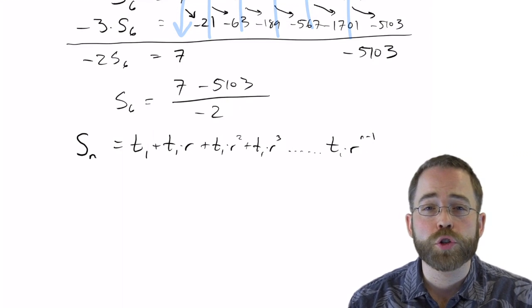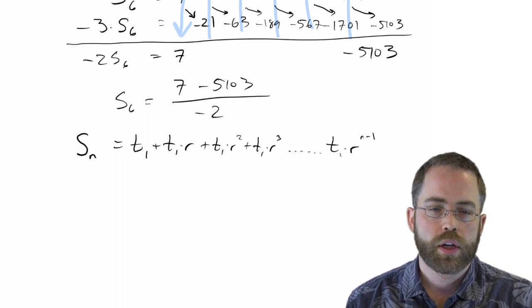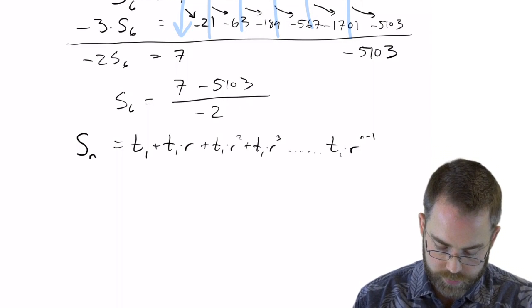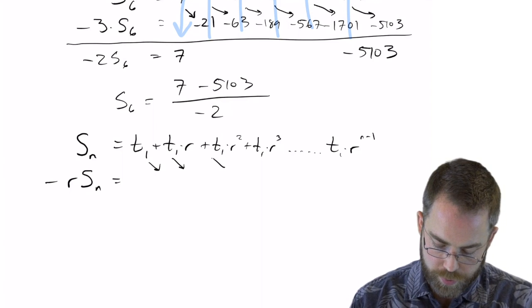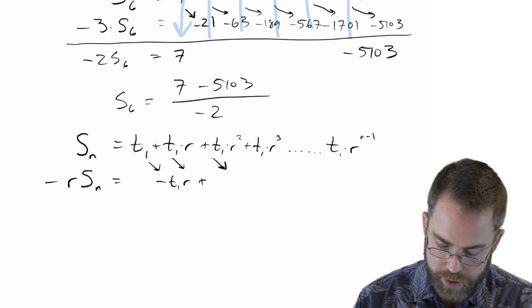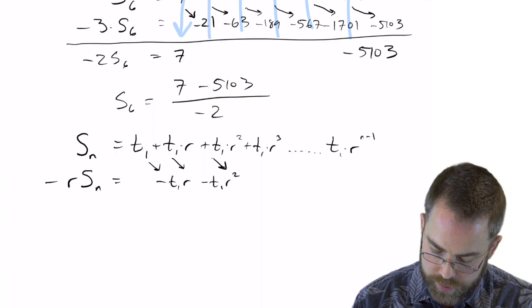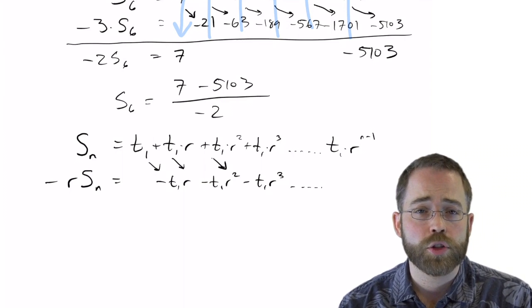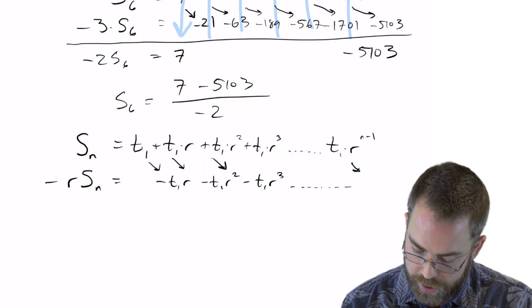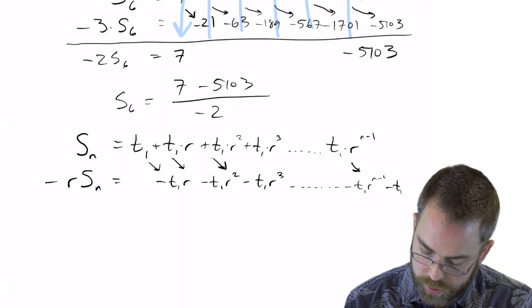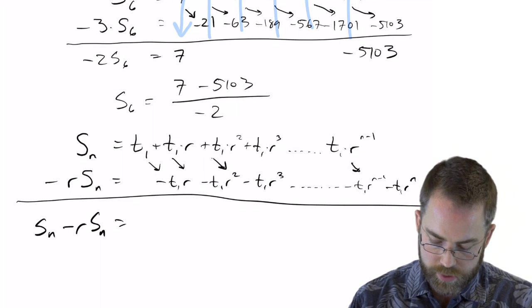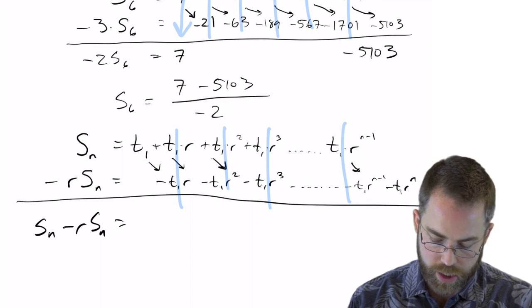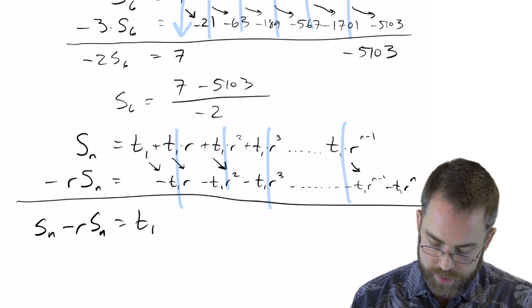Okay? So now we want a version of this list that will cancel every term possible. And so it needs to be r times bigger than the original list. So if I multiply by negative r s sub n, then again, we're going to get the shifted over version of everybody: negative t sub 1 r, minus t sub 1 r squared, minus t sub 1 r cubed, on and on. And then this last term, I'm just going to skip that part there, will be present but negative, and there will be one more: minus t sub 1 r to the n. So now, let's add these down. We've got s sub n minus r s sub n equals, and then these all cancel, and we're left with just t sub 1, the first term, minus t sub 1 times r to the n.